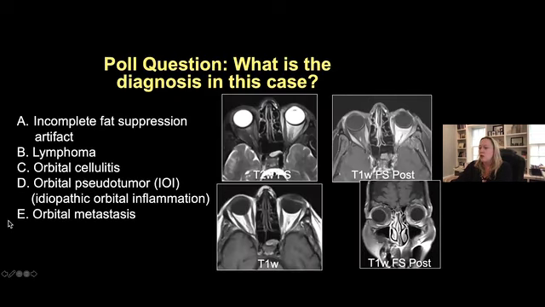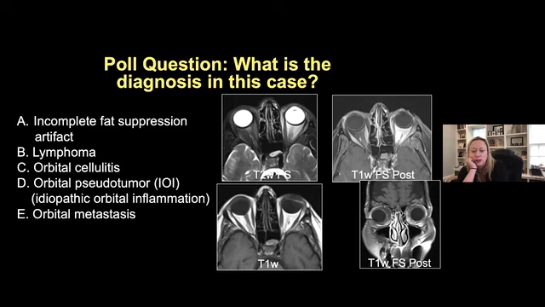And so here's my first poll question. What is the diagnosis in this case? A, is it incomplete fat suppression artifact? B, is it orbital lymphoma? C, orbital cellulitis? D, orbital pseudotumor or idiopathic orbital inflammation? Or E, orbital metastasis? If you get a chance, go ahead and vote on what you think is the most likely diagnosis in this case.